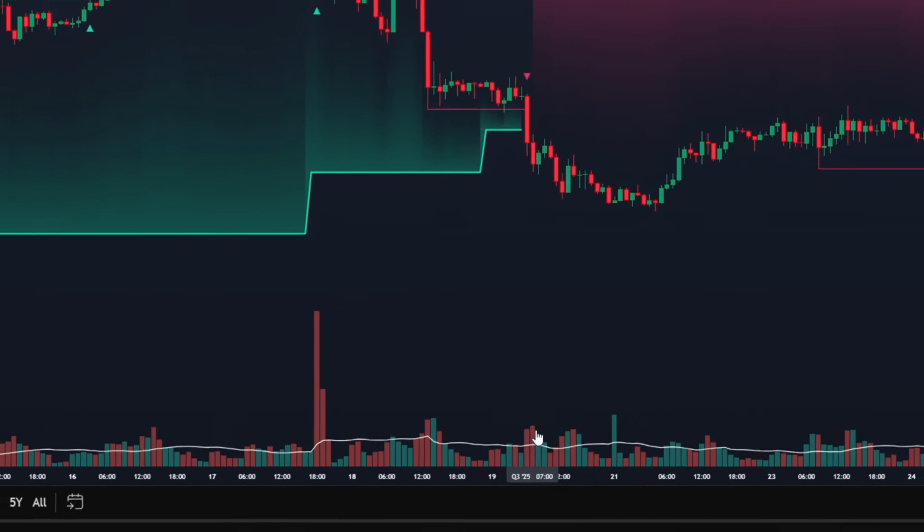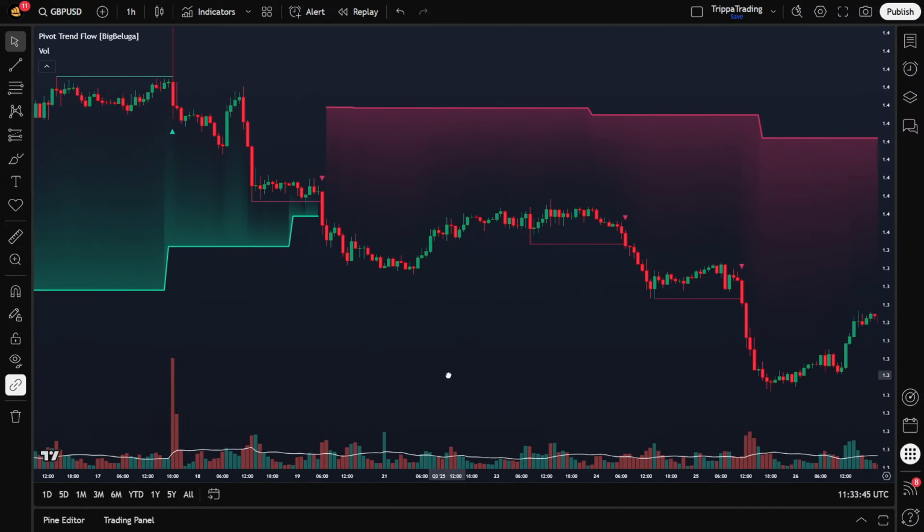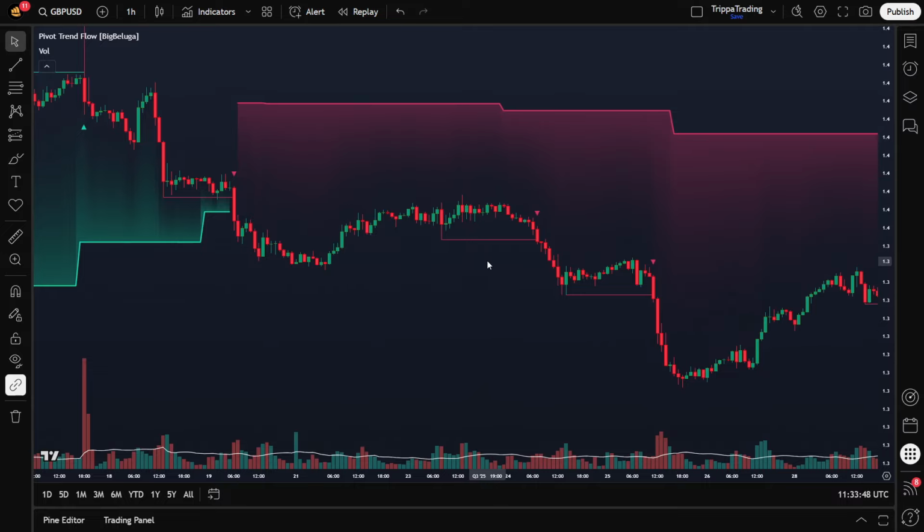That way, we're only entering when there's real buying or selling strength behind the move. Now, let's walk through a simple buy trade setup.